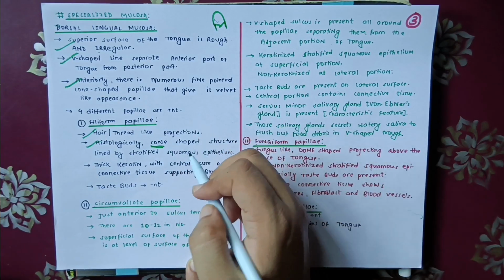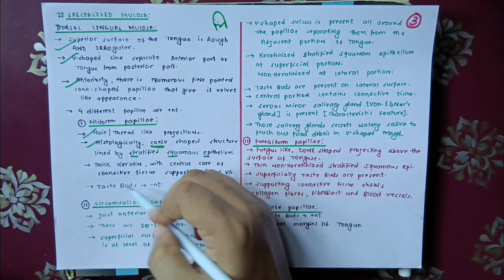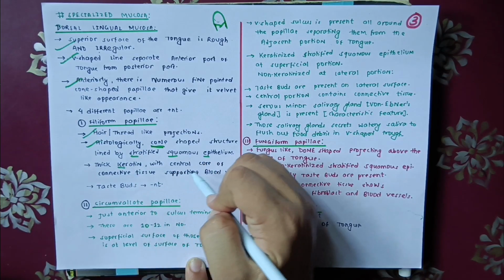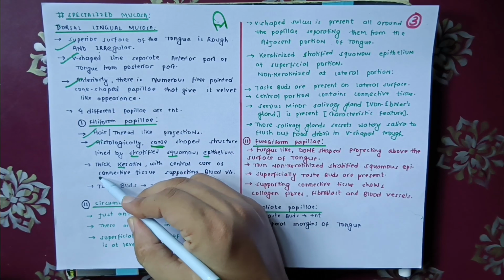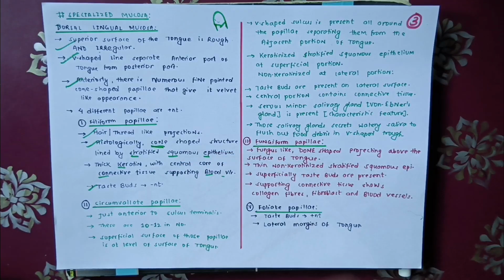I will show you the picture. They are lined by stratified squamous epithelium, so you should remember those points. Thick keratin is there, with a central core of connective tissue supporting the blood vessel, and taste bud is absent here. In the filiform papillae you just have to remember that. The filiform papillae are the most abundant.